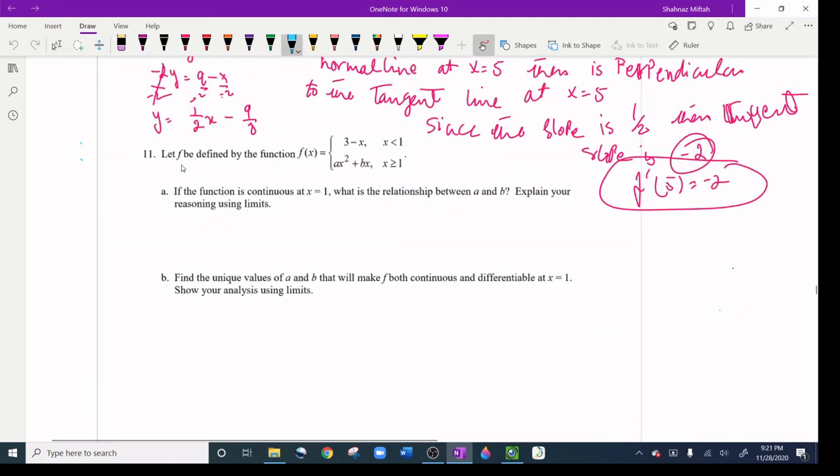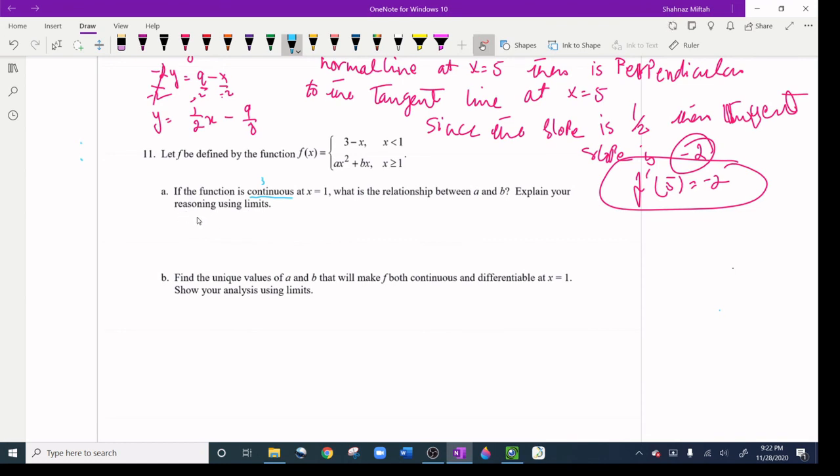Question. Let f be defined by the function f of x equals 3 minus x for x less than 1, and ax squared plus bx for x greater than or equal to 1. If the function is continuous, which means I have to give them 3 conditions, what is the relationship between a and b? Explain your reasoning using limits.